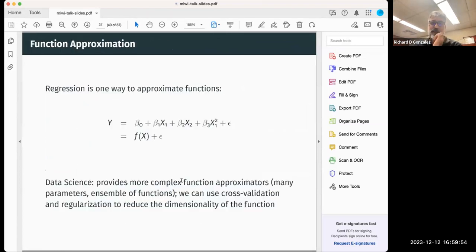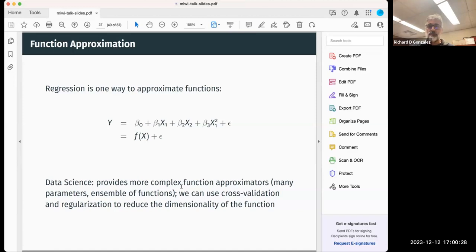Let me just finish by saying that one way to think about regression is that it approximates a function. It's a way to approximate a function, where, given a bunch of inputs, can you predict an output? And data science is doing the same thing. It's just function approximation on steroids because it lets you have as many parameters as you want. It lets you work with many functions that you average together. And it uses tools like cross-validation to help you narrow down the number of parameters and do this out-of-sample prediction that I talked about.